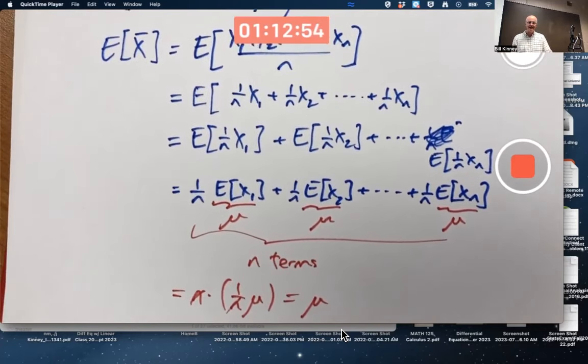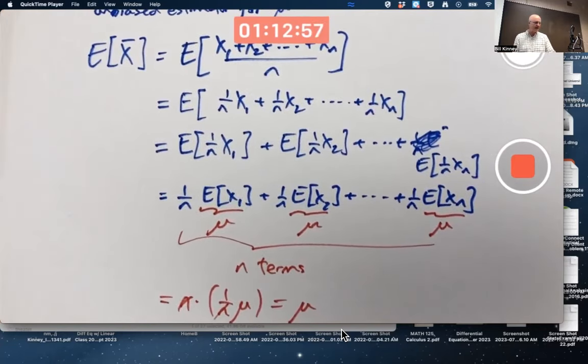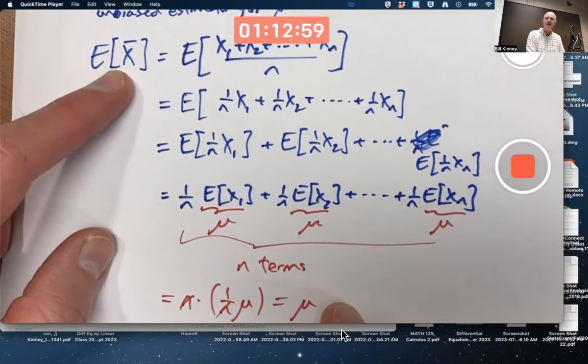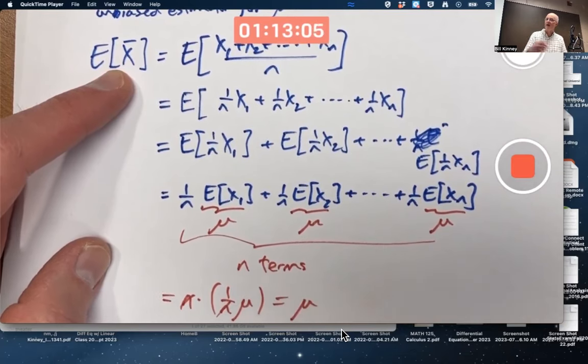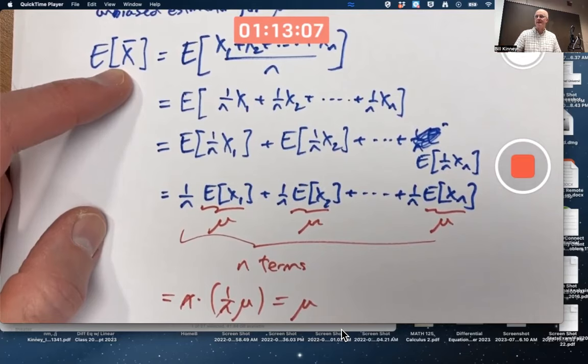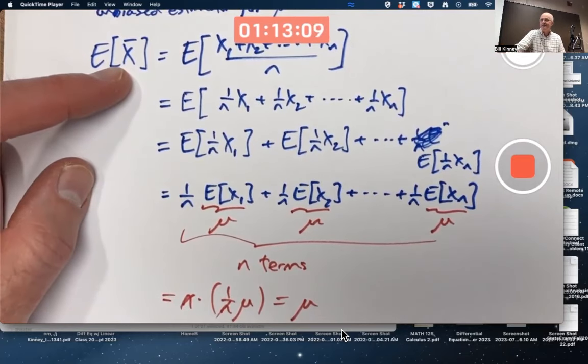That, if you believe properties of expected value, proves the mean of the mean is the mean. Assuming the mean of the population distribution exists. There are some examples, I've mentioned this before, where the mean doesn't exist. That's why X bar is unbiased.